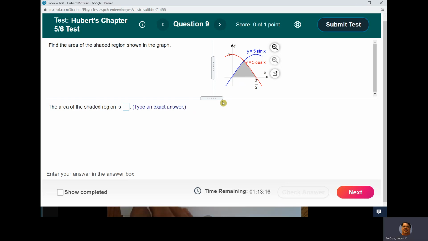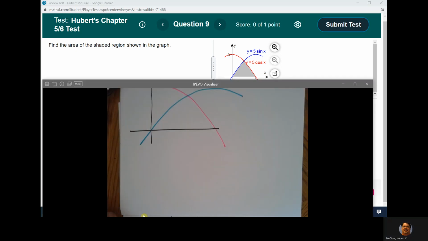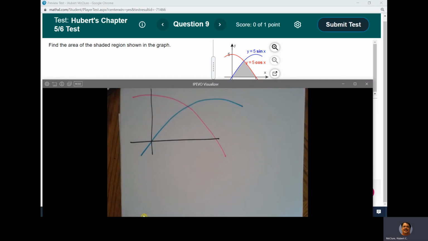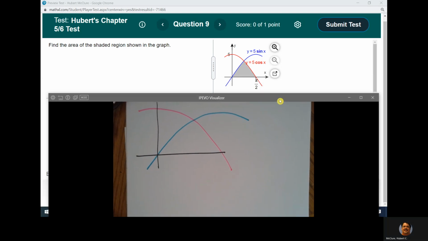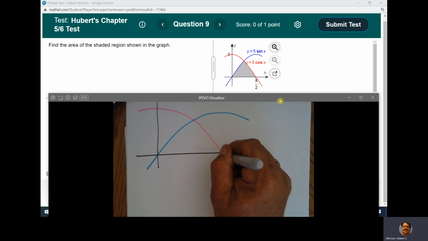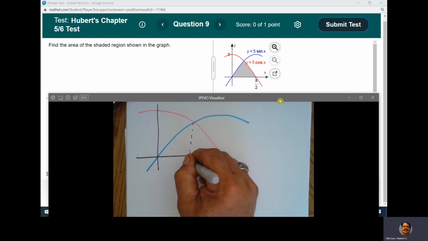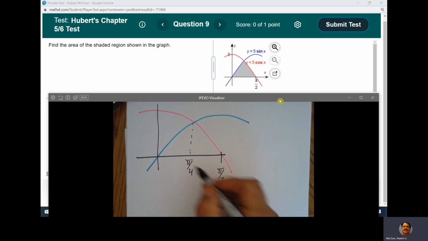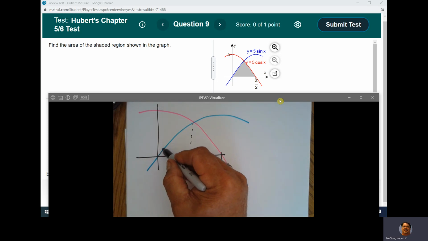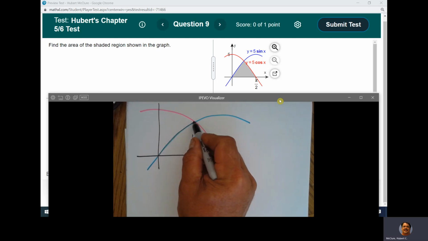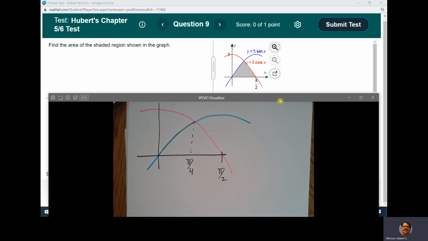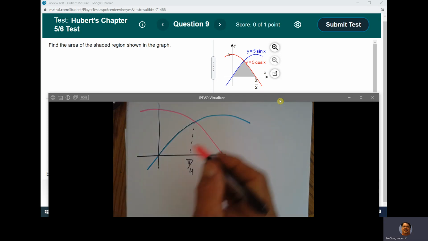Okay, I don't really care if it's to scale or not. I just want to show you something. We know this is pi over 2. This is pi over 2. So this is going to be pi over 4. The blue line is from 0 to pi over 4, and the red line is from pi over 4 to pi over 2.